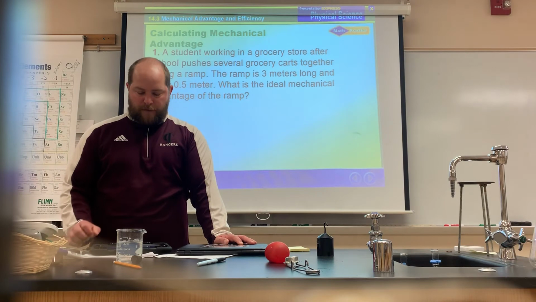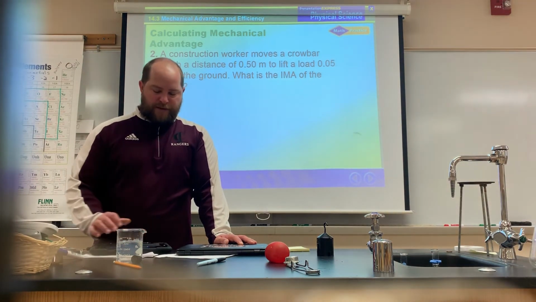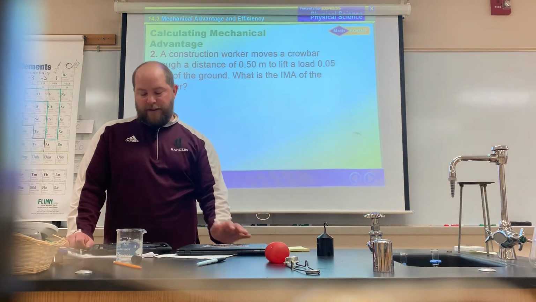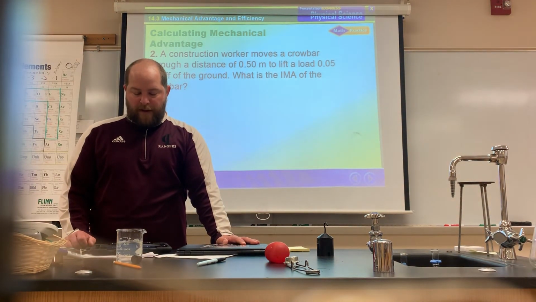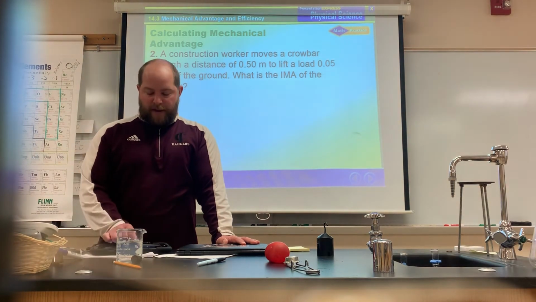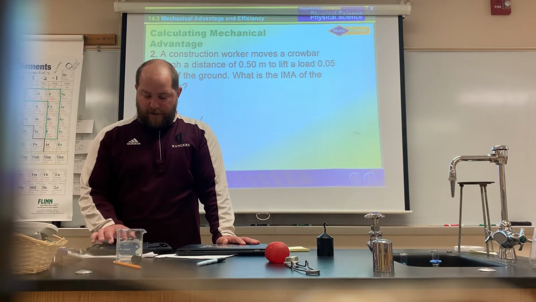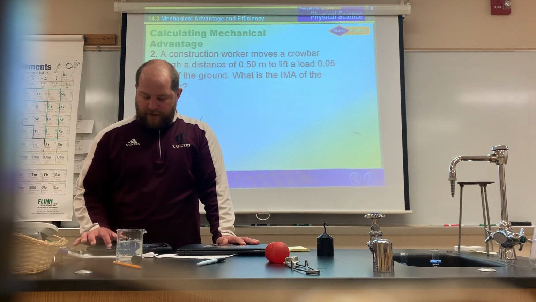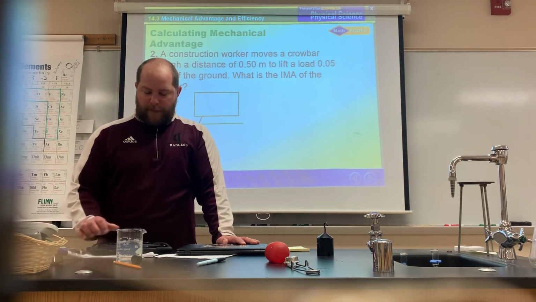All right, let's try one more. Let's find a different problem here. Yeah, let's look at this one. It says a construction worker moves a crowbar through a distance of 0.5 of a meter to lift a load 0.05 meters off the ground. What is the IMA of the crowbar? So I'm going to draw on a crowbar to give you guys a scenario. Let me draw on the ground. All right, so there's the crowbar, and let's say it's lifting up this box. There we go.